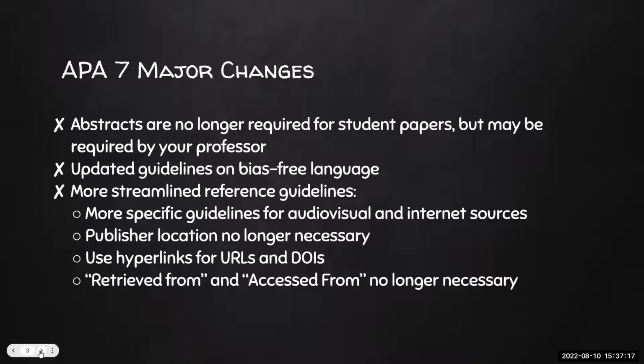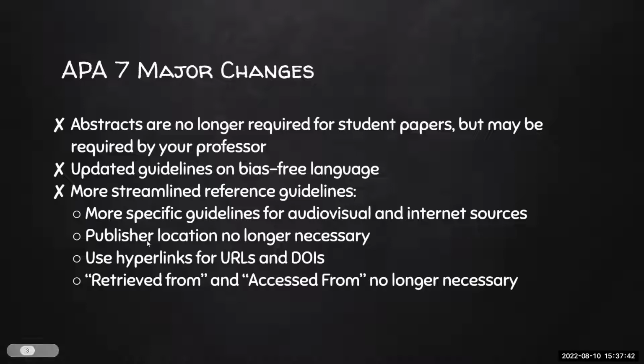The major changes for APA 7 are: one, abstracts are no longer required for student papers. However, note that your professor may still require one. Also, there's updated information as far as how to use bias-free language, which is inclusive language. For example, instead of saying man-made, you would say human-made.